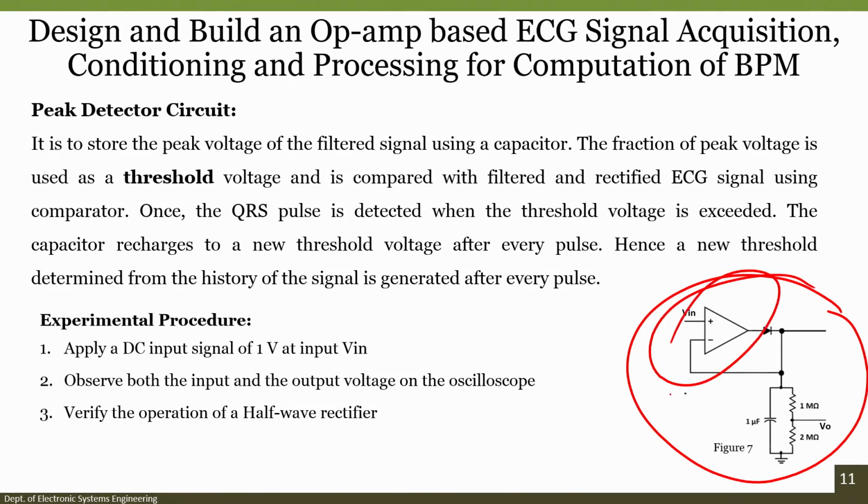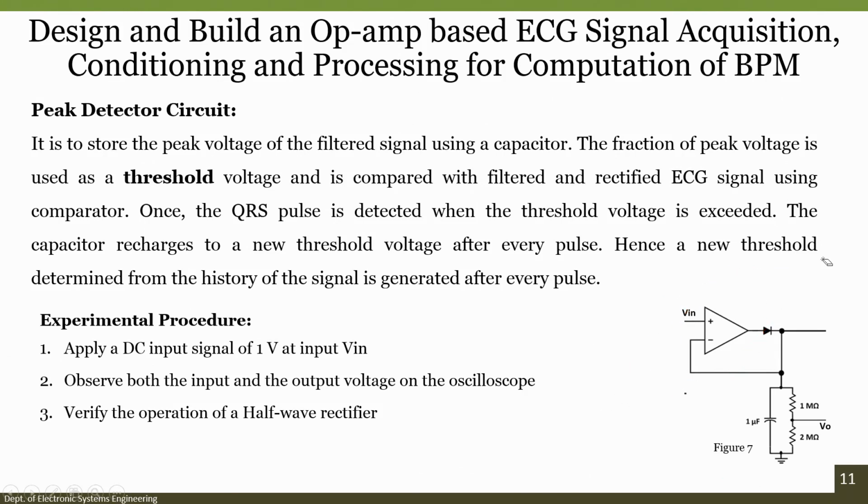This is your comparator. Once the QRS pulse is detected, when the threshold voltage is exceeded, the capacitor recharges to a new threshold value. So, this is the threshold voltage. If it exceeds the earlier one, the capacitor will recharge to a new value after every pulse, and a new threshold determined from the history of the signal is generated after every pulse. The output voltage you can measure right across this particular circuit.